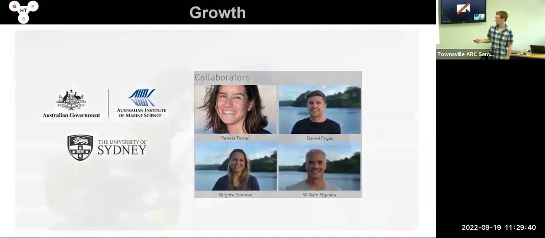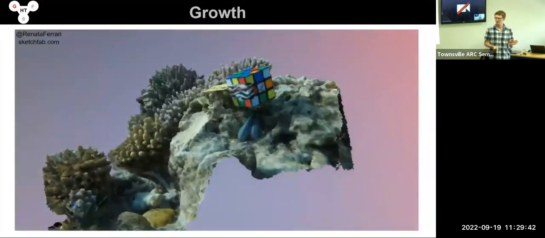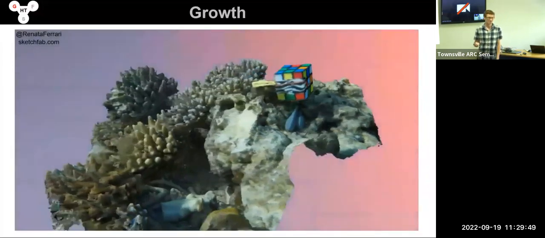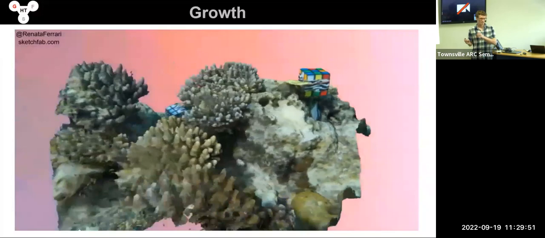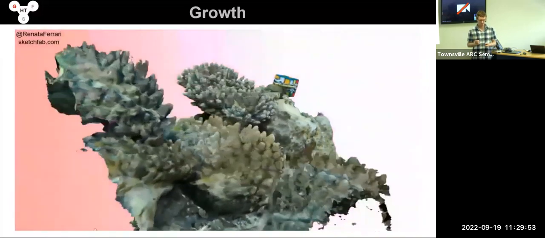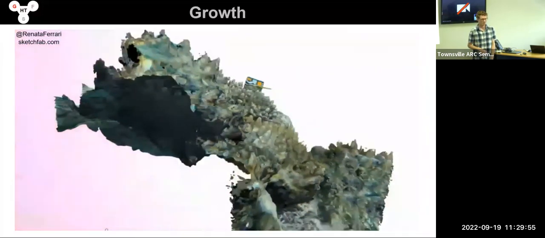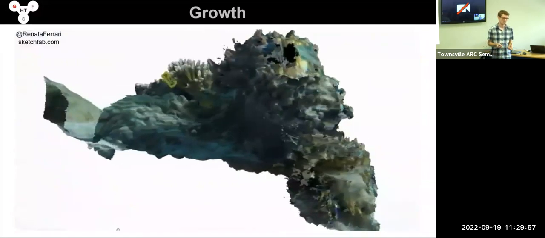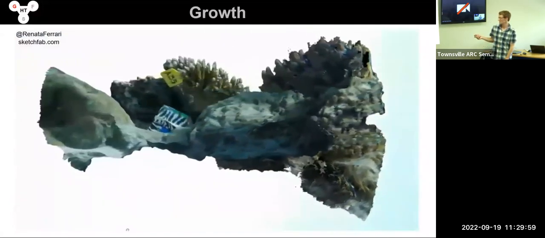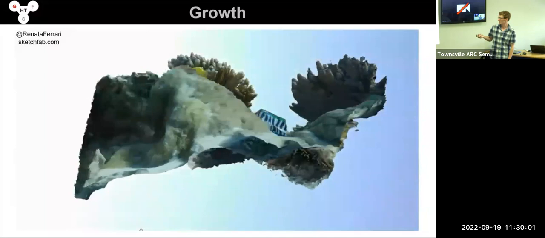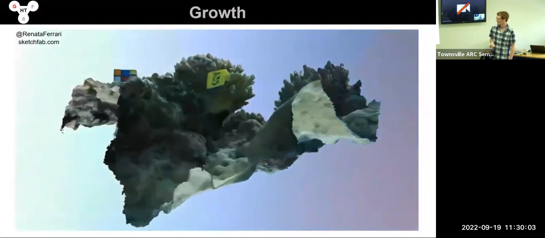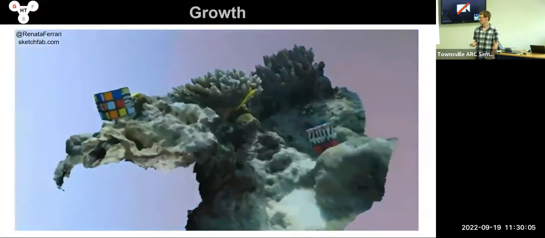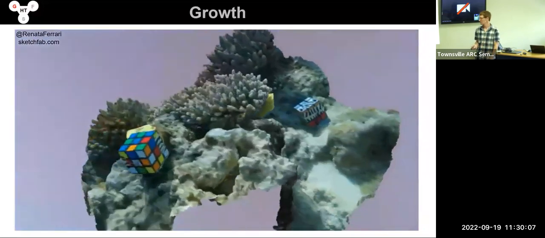Basically, every year from 2017, 2018 and 2019, those colonies on the reef were returned to. A 3D photogrammetry survey was done for the colony. The team in Australia built those 3D models. And here you can see one of those 3D models for colony 35. So by the end of this, you've got 3D models for each colony.